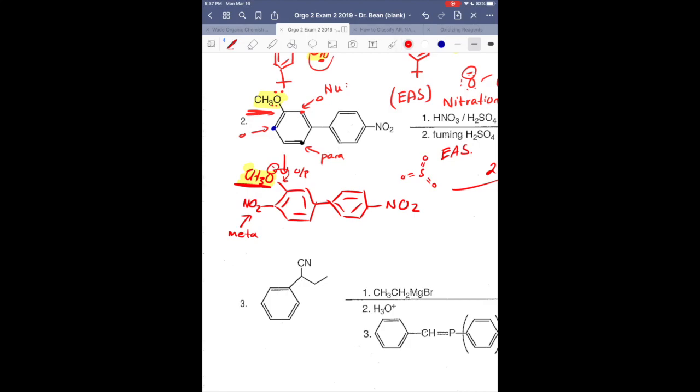So it directs ortho-para, so let's kind of highlight our options here. So ortho-para to that, one of the ortho positions already taken, right? And then that is our para position to our methoxy group. So which one do you think it's going to go? The ortho or the para?